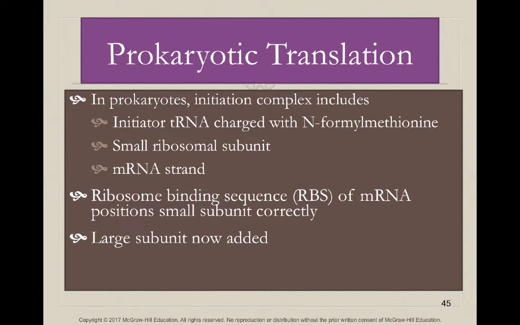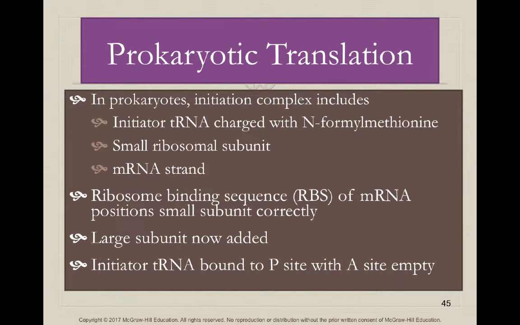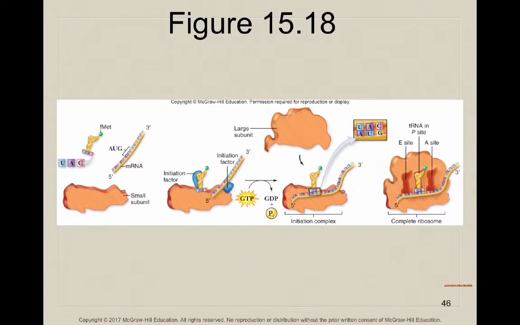There is a binding sequence on the messenger RNA that binds the messenger RNA to the ribosome in the right way and makes all of those pieces fit together correctly, especially the small subunit. Once that initiator tRNA and the small subunit and the messenger RNA strand are all joined together, then the large subunit will be added to it. And when the large subunit clamps down, that initiator tRNA molecule will actually be in the P site with an available A site ready to start.